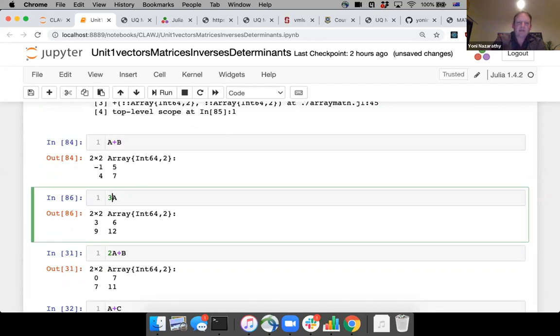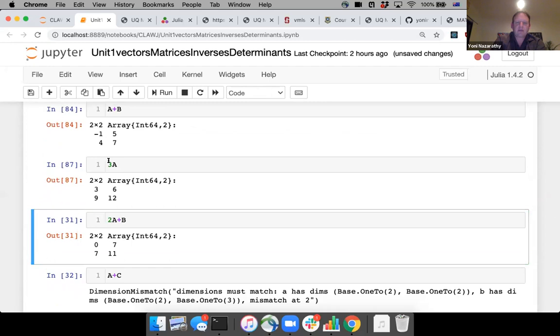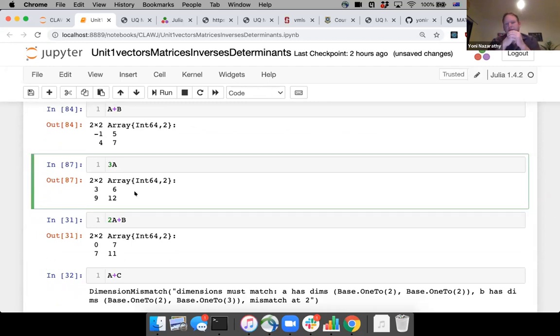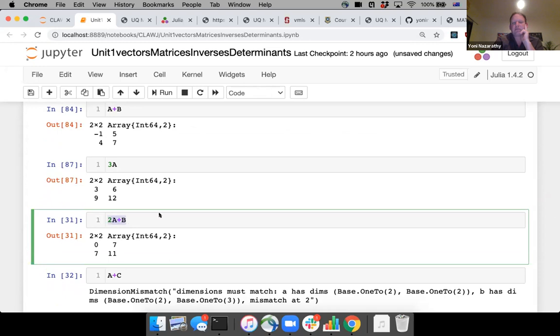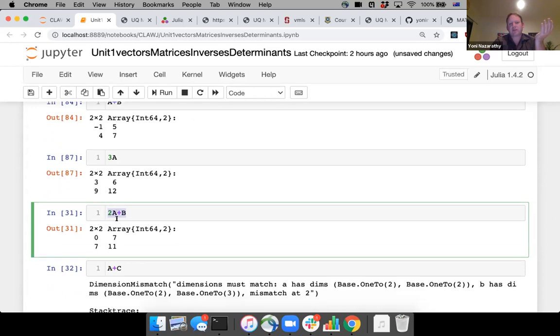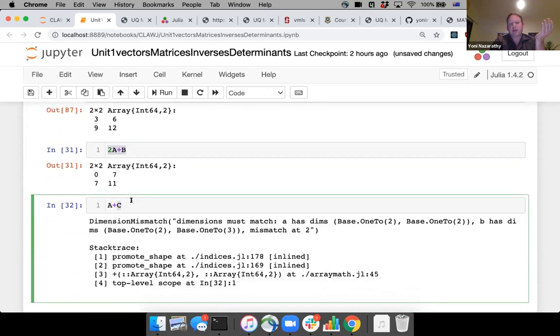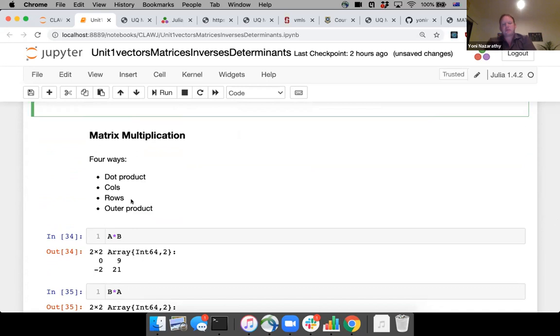In Julia, I can even do 3A. You could put the literal 3. You can do this with a variable, but you could put 3A. That's like 3 times A, both for matrices and scalars. I can do linear combinations of matrices of the same size, twice the matrix A plus matrix B. And you see I can't add A plus C. The big thing is matrix multiplication.